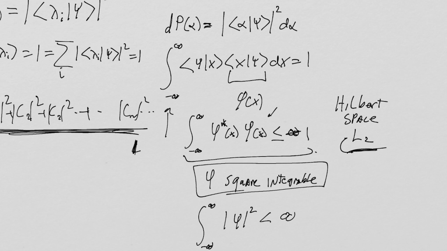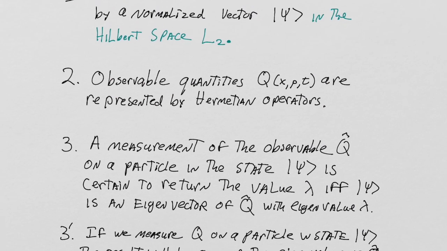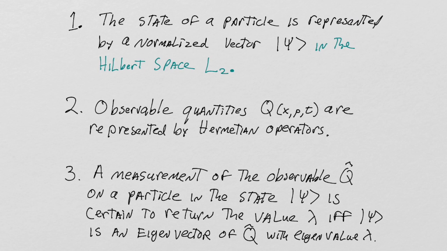So that's why when we go to Griffith's first postulate, his version of it, now I think we can understand it. The state of a particle is represented by a normalized vector, which he presents as a ket, in the Hilbert space L2. Well, that's a problem, of course, because the Hilbert space L2 is functions of x that are square integrable, but a ket isn't square integrable.